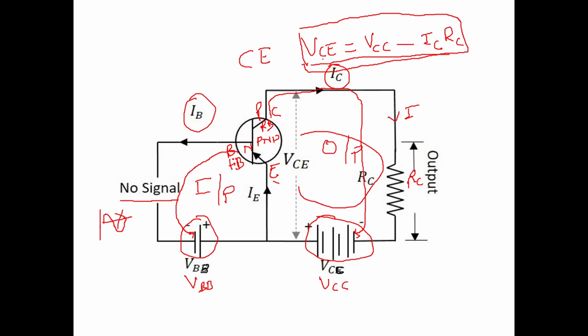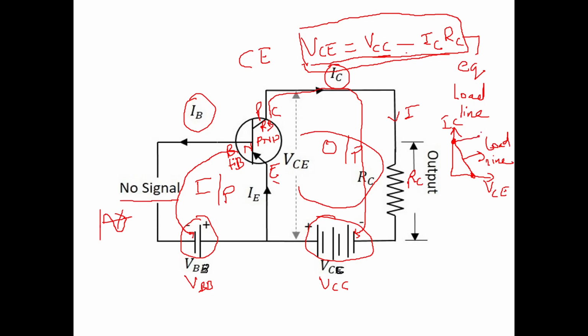The voltage between collector and emitter, VCE, is equal to the applied voltage VCC minus ICRC. Now this is an important equation if you want to know what a load line is. If you want to draw a load line in the output characteristics graph between VCE and IC, then you can have a point in the saturation region and a point in the cutoff region, and you can join both these points. This will be called a load line.